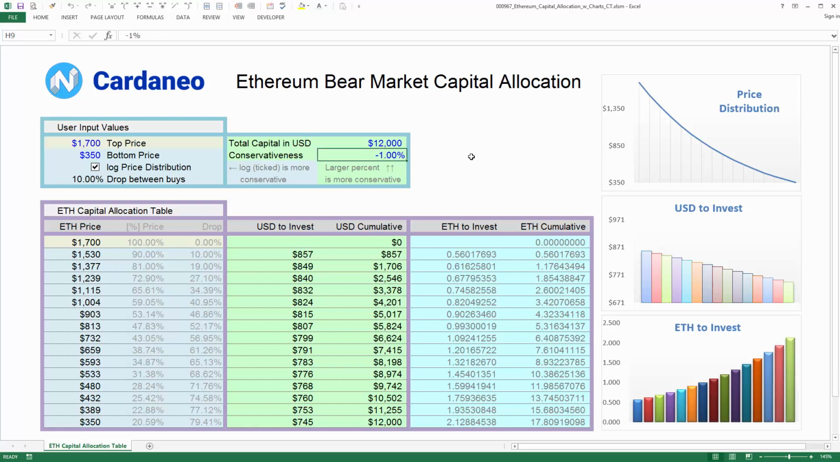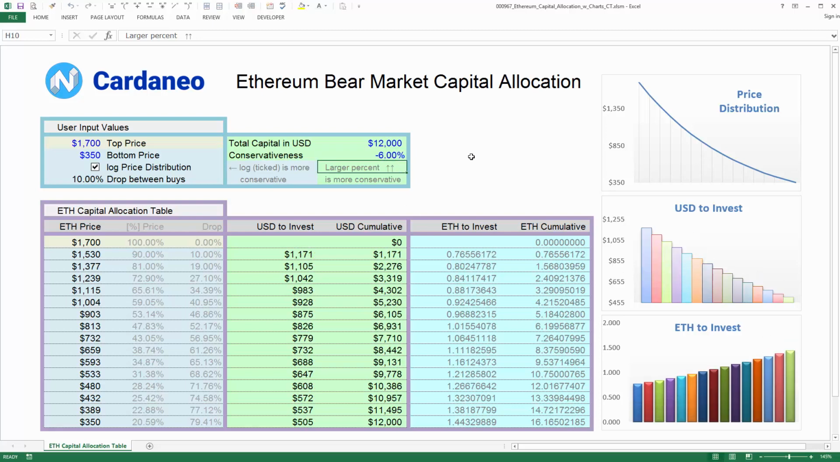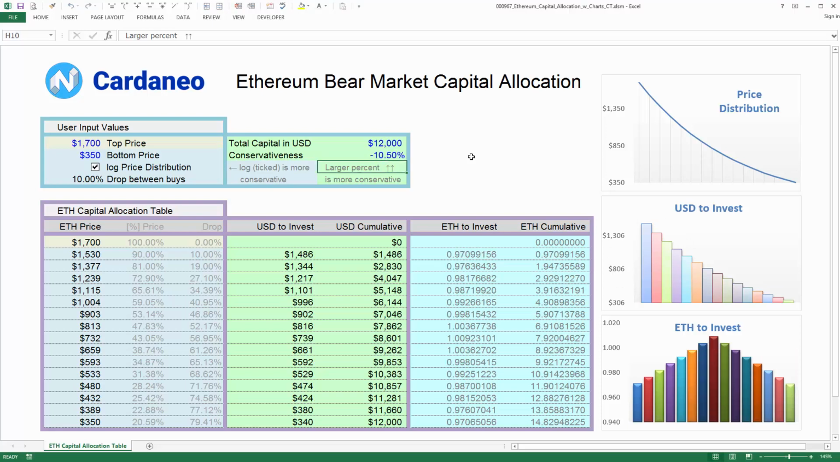I can be more aggressive and use minus 6%, for example. You can see what numbers we're getting now. Here is an interesting percentage, minus 10.5. In this case, we start with a large purchase, and then we have smaller and smaller purchases, whereas Ethereum coins that we obtain first start increasing and then decrease.